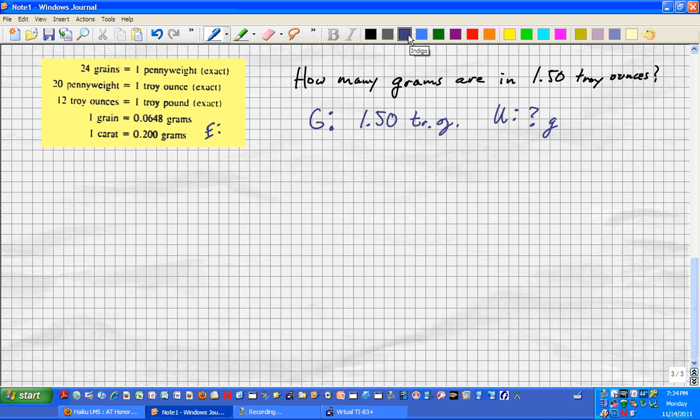So I'm ready to go ahead and get my setup. I'm going to always start with my given, 1.50. Let's do this. I'm not sure how much room I'm going to need. 1.50 troy ounces times, I need to cancel troy ounces.